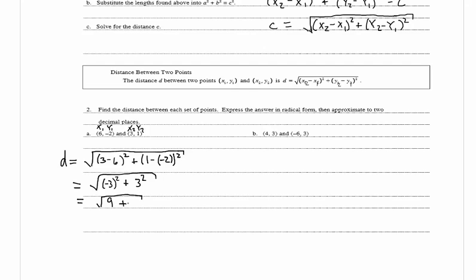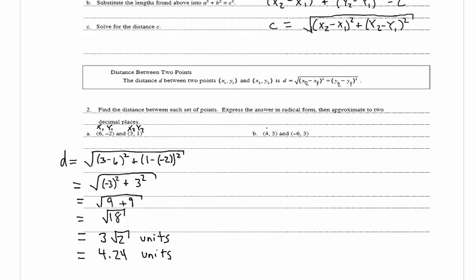which is equal to the square root of 9 plus 9, and that's equal to the square root of 18, which we could rewrite as 9 times 2 inside the radical, and the square root of 9 is 3, so we have 3 square root 2, and we're going to say units since we weren't given any specific units. And they wanted us to approximate it to 2 decimals, so we could say this is also equal to 4.24 units.